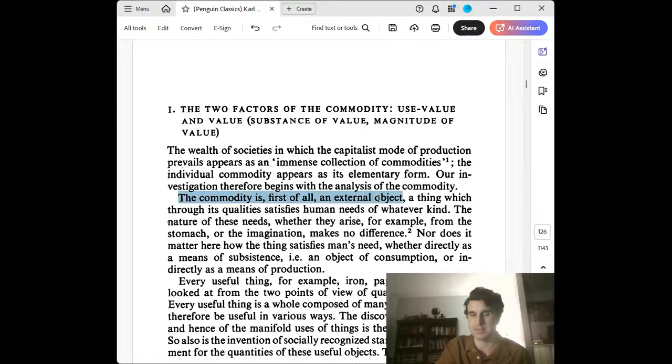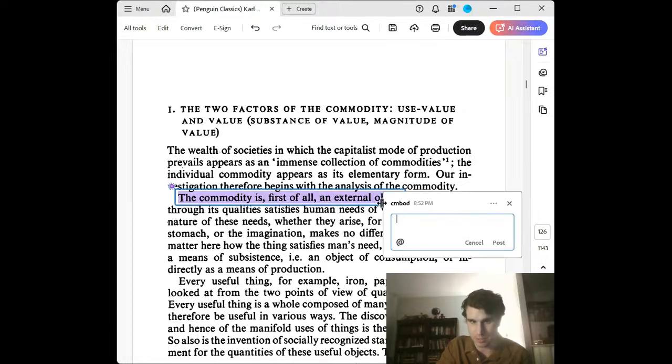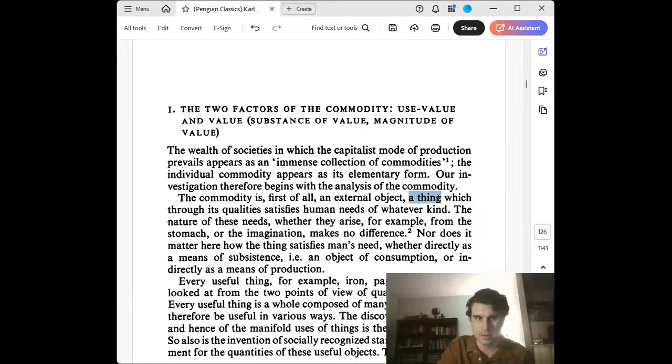Okay, so the commodity is, first of all, an external object. It exists somewhere in the world. A thing which, through its properties, satisfies human needs of whatever kind. The nature of these needs, whether they arise, for example, from the stomach or the imagination, makes no difference.